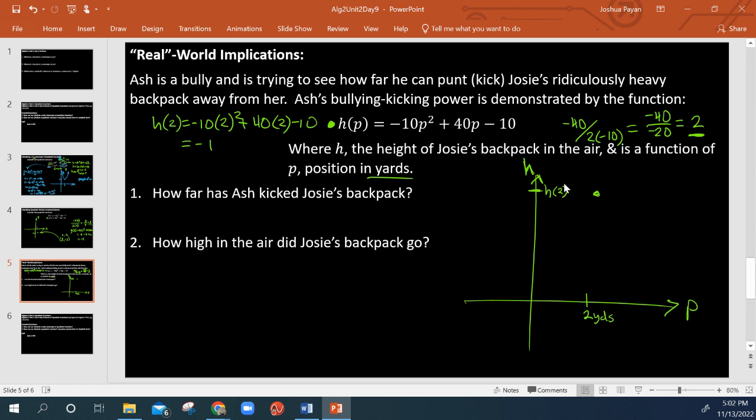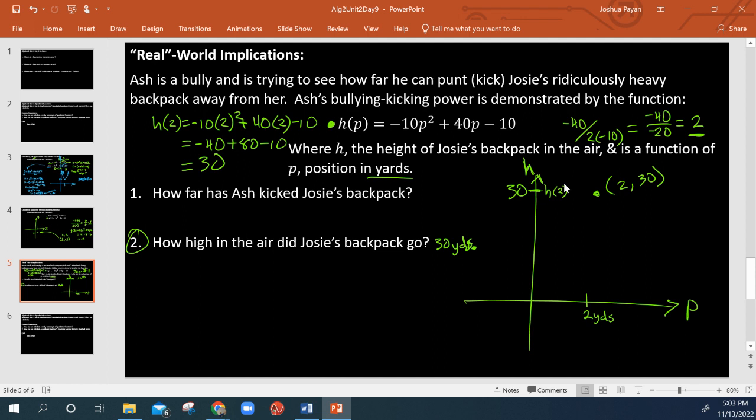Okay, so this would give me negative 40 plus 80 minus 10. That would give me, let's see, 40 minus 10 is 30. So h of 2 would be 30 yards. So our vertex is 2 by 30. And we found that out without doing anything special, right? Okay, so we can already answer number 2 here. How high in the air did Josie's backpack go? Well, it went 30 yards. Okay, and how far has Ash kicked Josie's backpack?